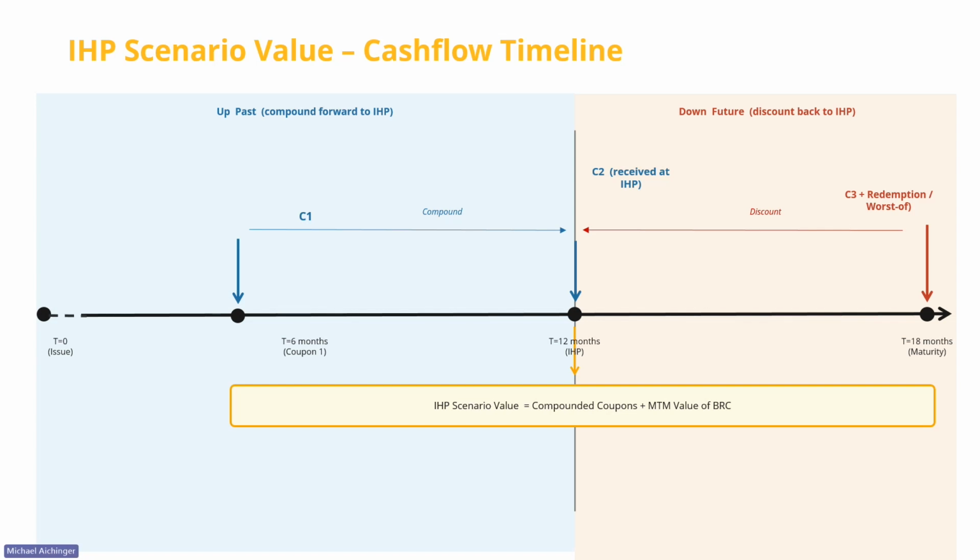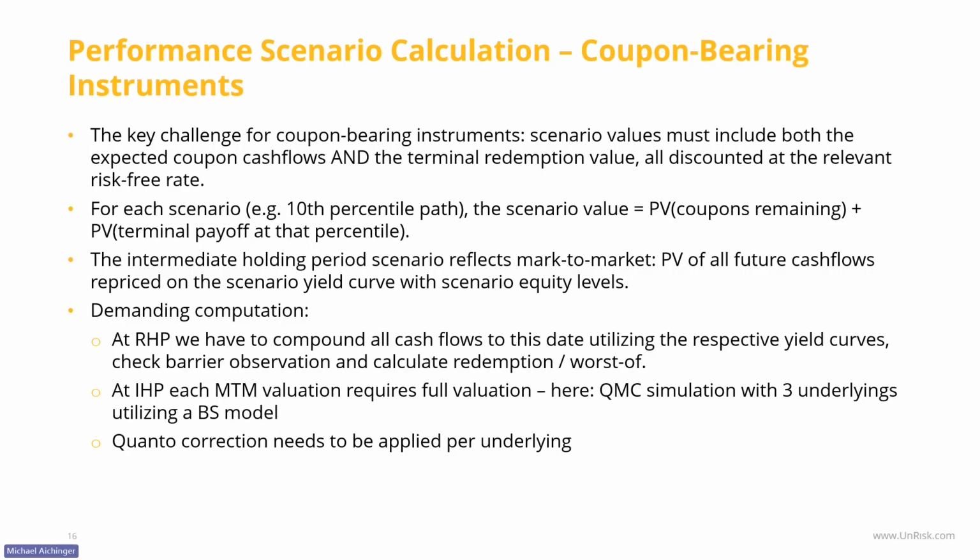So again, for the scenario calculations, you have to discount and compound all cash flows to this date and create the distributions. For the MRM, you use the same paths, but you discount to today's date to calculate the value at risk date. So the key challenge for coupon period instruments, whether it's a barrier reverse convertible or, for example, a floater, is that the scenario values must include both the expected coupon cash flows and the terminal redemption value, all discounted at the relevant risk-free rate, discounted or compound.